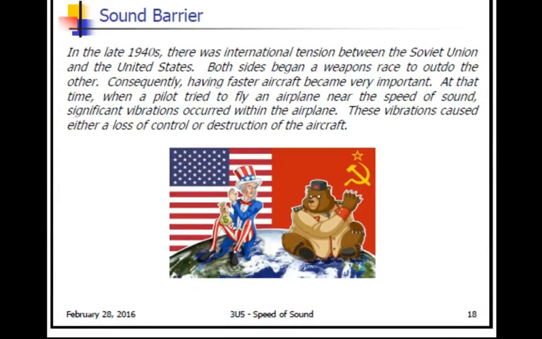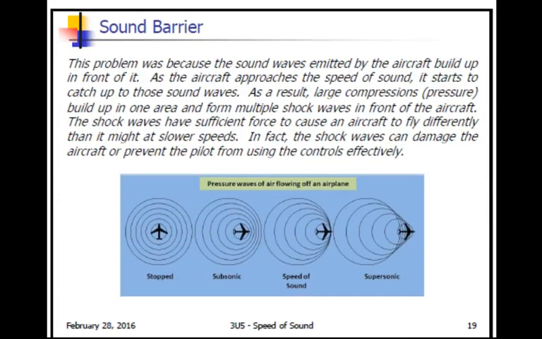In the late 1940s, there was an international tension between the Soviet Union and the United States. Both sides began a weapons race to outdo the other. Consequently, having faster aircraft became very important. At that time, when a pilot tried to fly an airplane near the speed of sound, significant vibrations occurred within the airplane. These vibrations either caused a loss of control or destruction of the aircraft. So breaking the sound barrier was one of the battles of this Cold War between the United States and the Soviet Union.